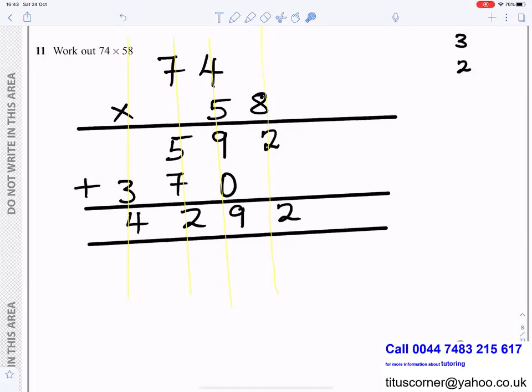After you add them, 2 add nothing is 2. 9 add 0 is 9. 5 add 7 is 12. Write 2 and carry 1. 3 add the 1 you carry gives you 4. So the answer is 4,292.